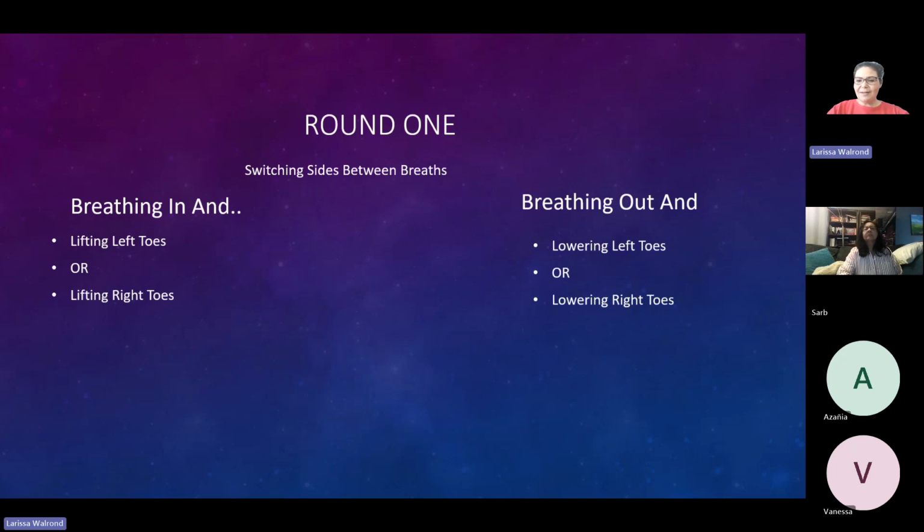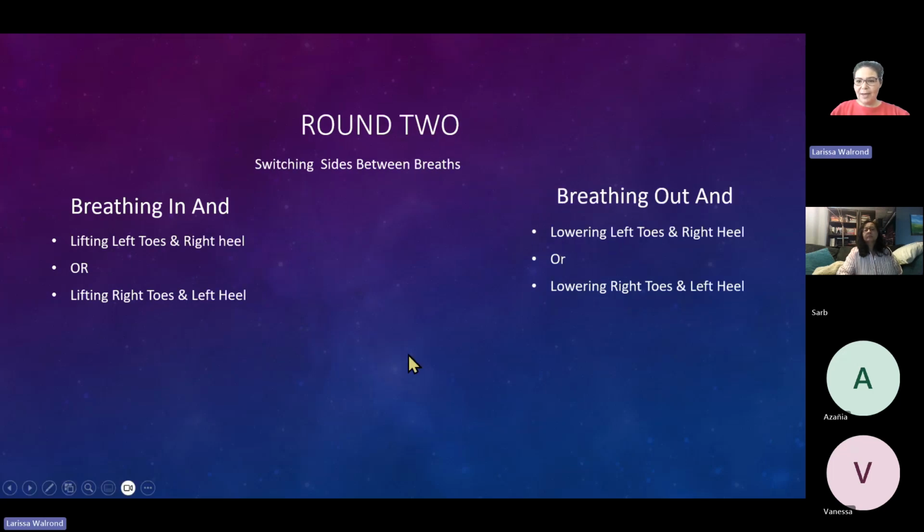Okay, moving on to the next round. We're going to complicate it a little bit. We're going to breathe in on one side, raising the toes and the heel of the opposite side. So lifting the left toes and right heel at the same time, breathing in, and then lowering, breathing out, and then switching sides, lifting the right toes and the left heel, breathing in, and then lowering, breathing out.